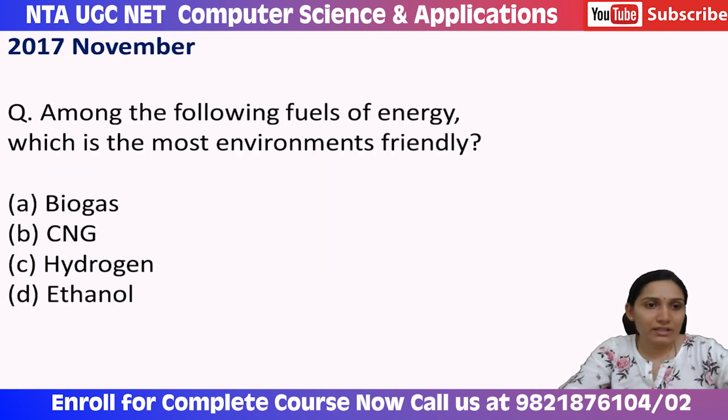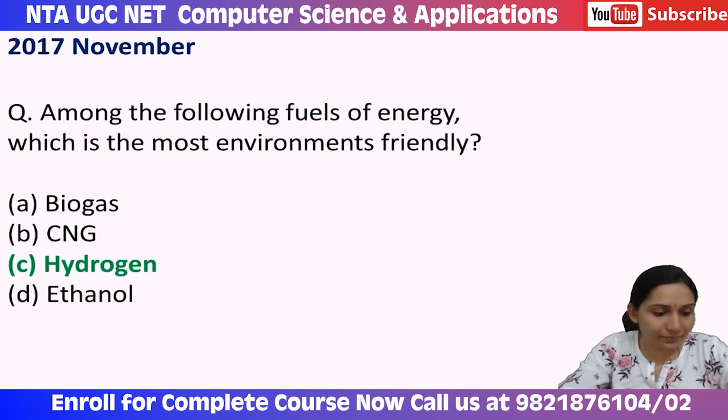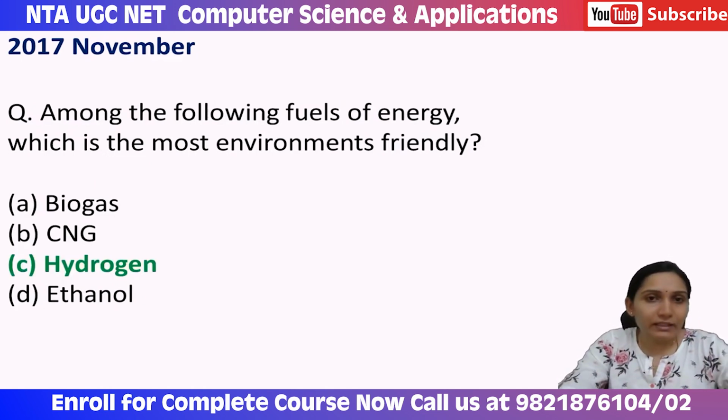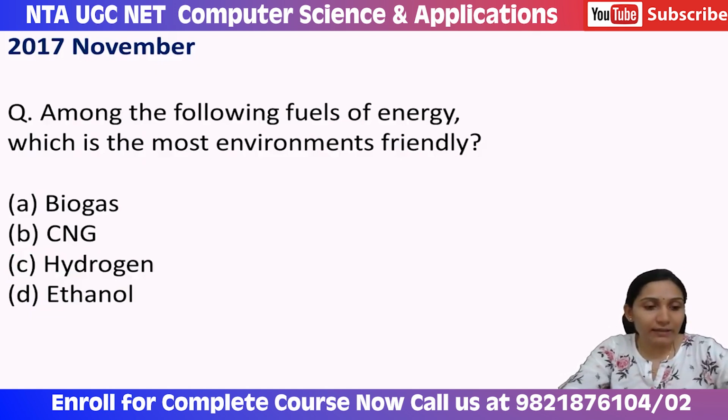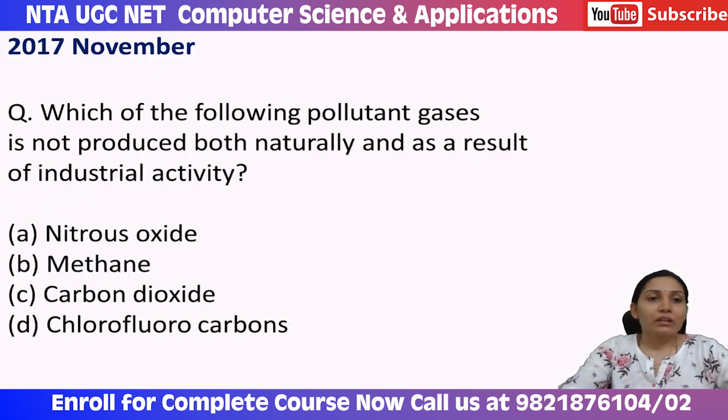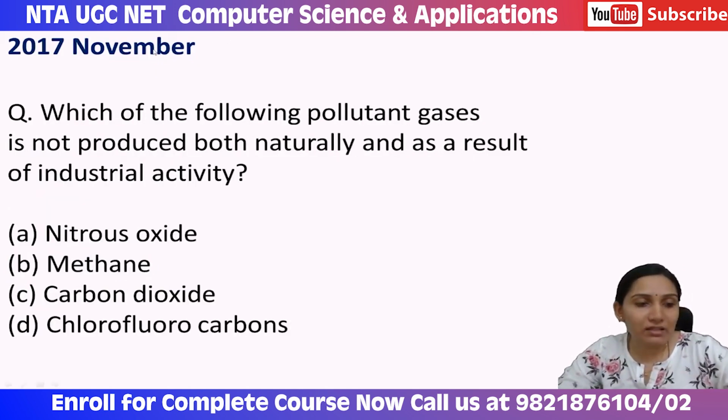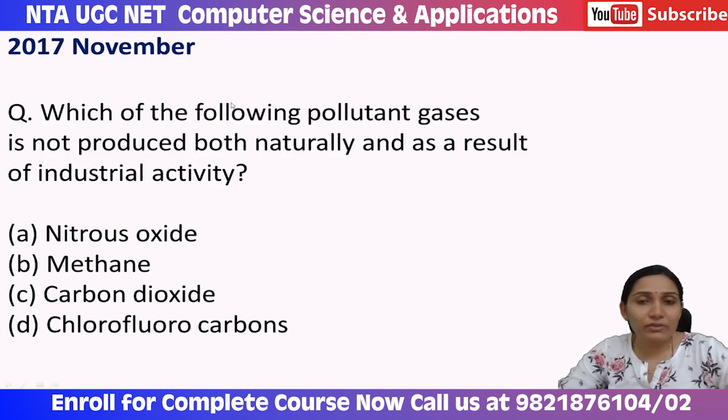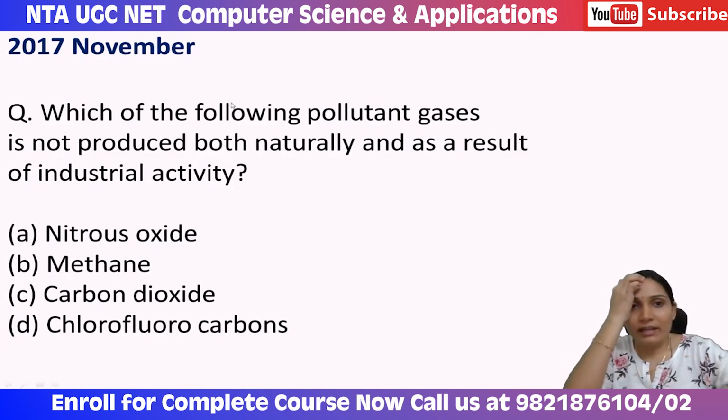I think we discussed till this yesterday. Hi Shilna. So I think this was the last question that we discussed yesterday. So we'll move to the next question. Which of the following pollutant gases is not produced both naturally and as a result of industrial activity?